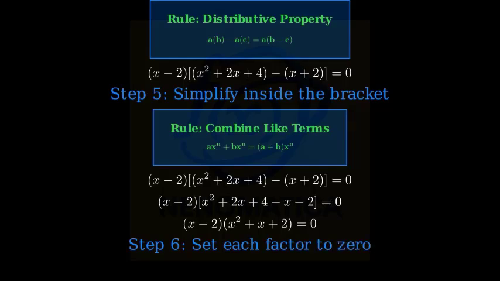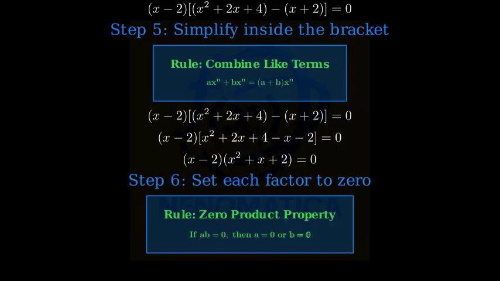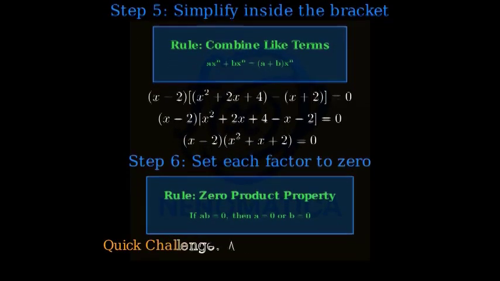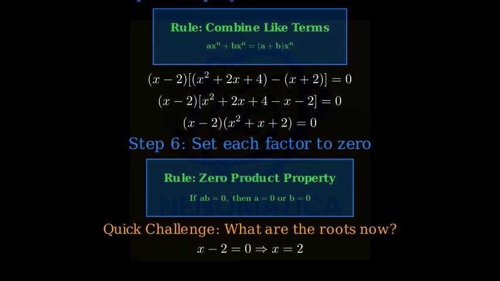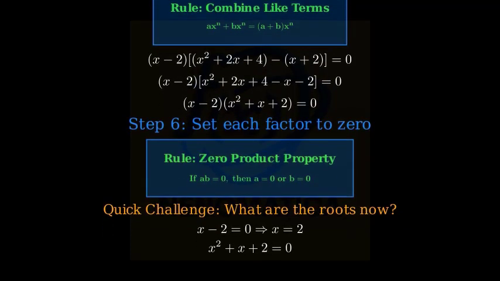Now we can set each factor equal to 0 to find the solutions. When a product equals 0, at least one of the factors must be 0. Quick challenge. What are the roots of this equation? Can you determine if x squared plus x plus 2 has any real roots? For the first factor, we have x minus 2 equals 0, which gives us x equals 2. For the second factor, x squared plus x plus 2 equals 0. Let's check if it has real roots.